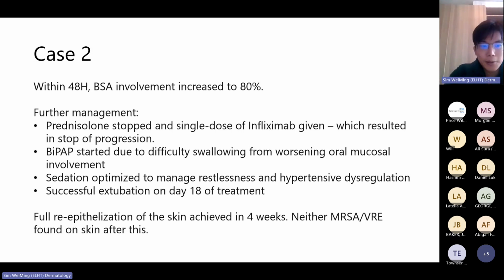But from an ICU point of view, obviously his other organ systems got worse. He was started on BiPAP. They also sedated him to optimize his management of restlessness and hypertension. And actually, he was successfully extubated on day 18, and he had full re-epithelialization of his skin in 4 weeks. And then MRSA and VRE were found to be negative after that. So actually, he made a remarkable recovery.